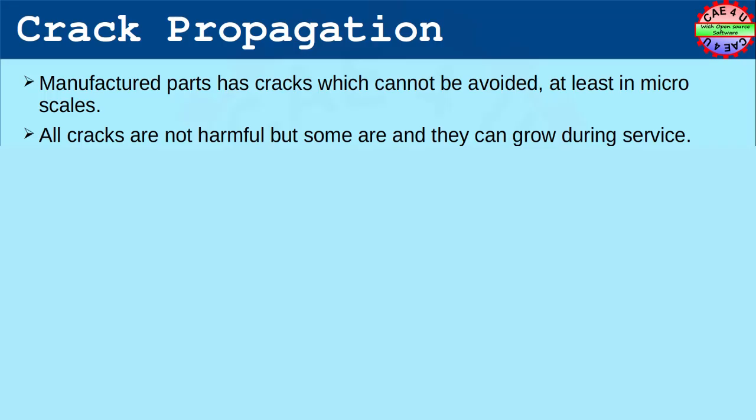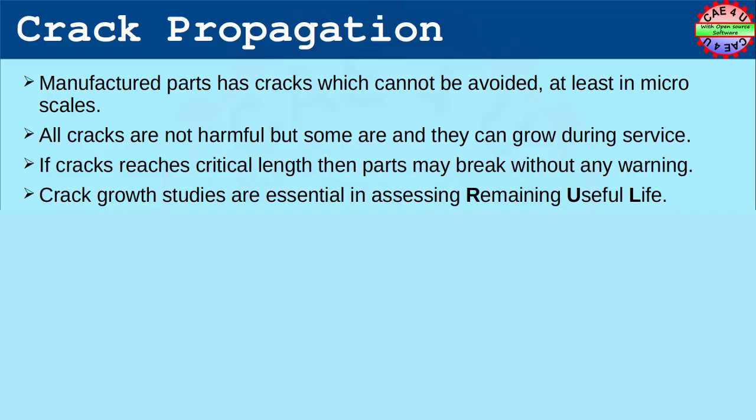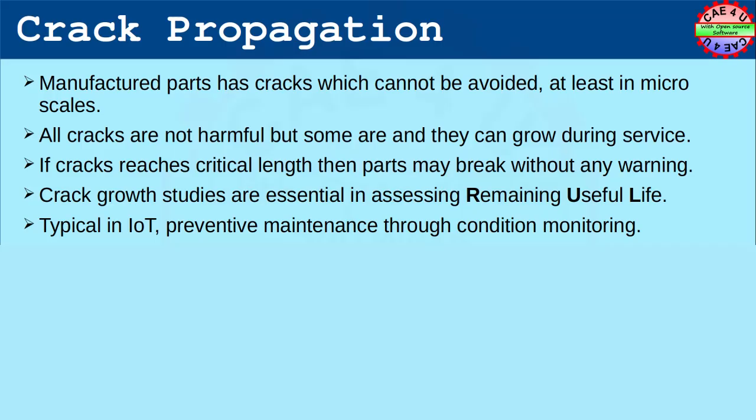As the crack grows and reaches a critical length specific to the material that has been used, the crack would grow very fast, leading to literally breaking into pieces. So studying them becomes critical to find the remaining useful life. The advancement of inspection technologies makes them a key candidate for preventive maintenance planning through Internet of Things.